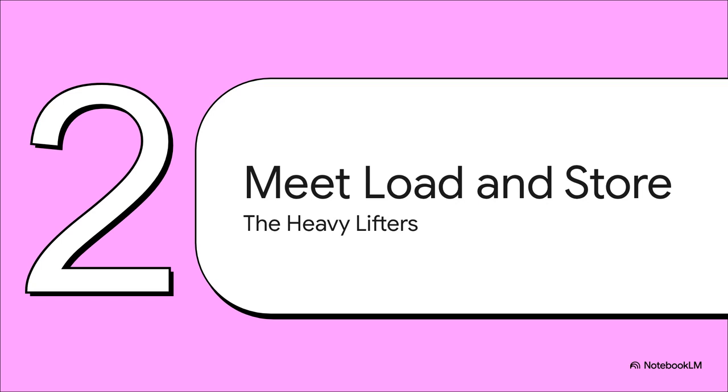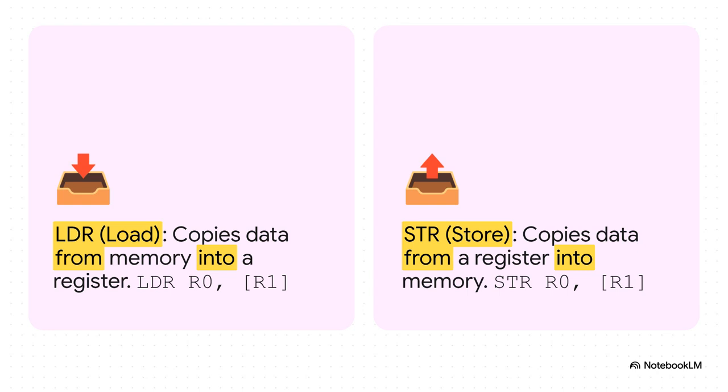So, if all the real work happens on the workbench, how do we get our materials from the warehouse in the first place, and then how do we put them back when we're done? Well, that's where 2 absolutely essential commands come into play. These are the heavy lifters of the entire operation. It's really just a simple two-way street.